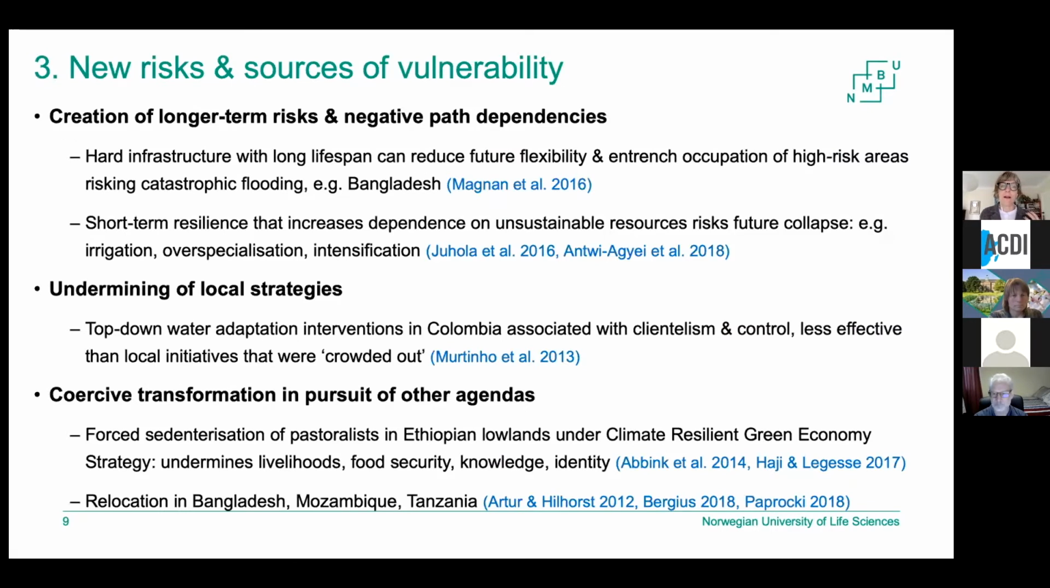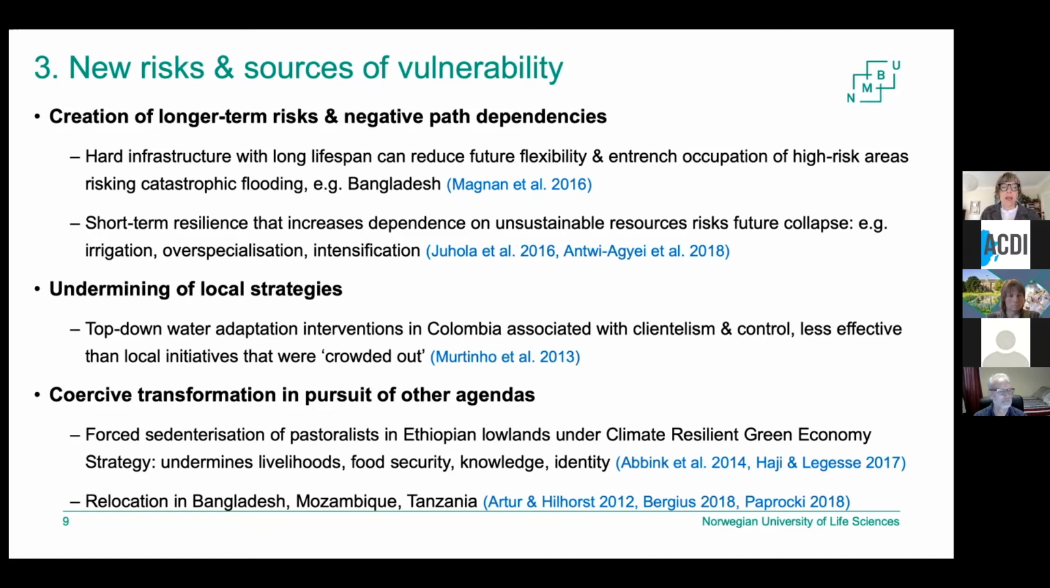And then finally, the introduction of new risks and sources of vulnerability. That one can clearly also come from infrastructure initiatives, with hard infrastructure. So, negative path dependencies where you entrench certain occupation of high-risk areas. In Bangladesh, building protection against coastal storms or cyclones creates an incentive for people to move closer to the coast simply because they think that this infrastructure is going to protect them. And research has shown that it's made people more exposed, and the mortality has increased in certain places because that infrastructure isn't able to keep people protected.